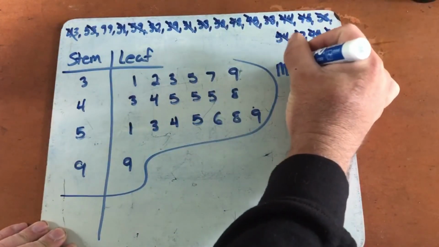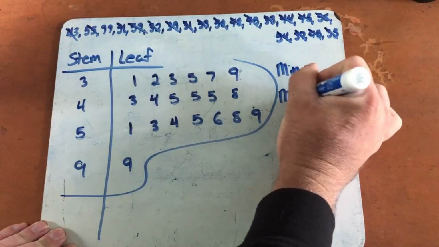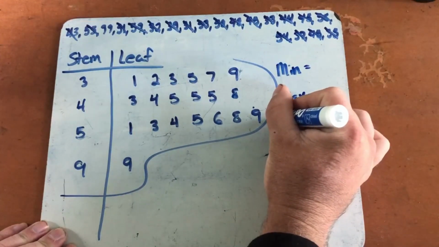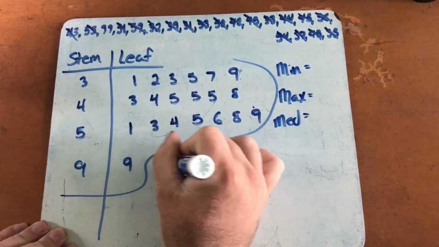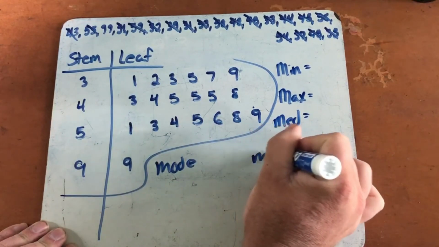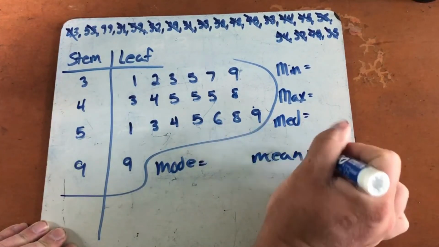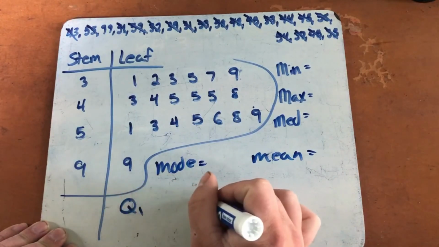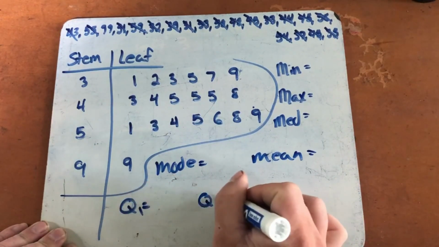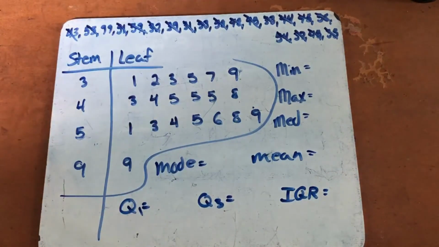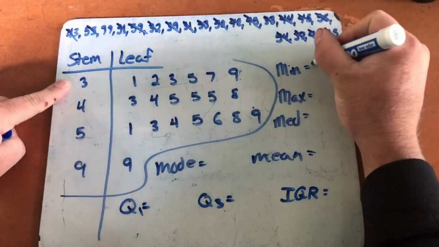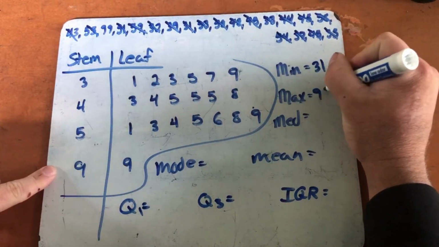I'm still looking for a min, a max, a median, and then a mode, and then a mean, and then we're looking for Q1, Q3, and then my interquartile range. So as I said, most of these things we can find by hand. Some of them we're going to use the computer. All right, so let's start with the minimum. The minimum is 31. The maximum is 99.